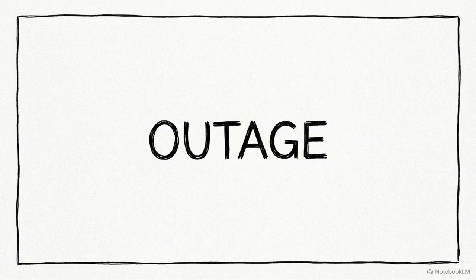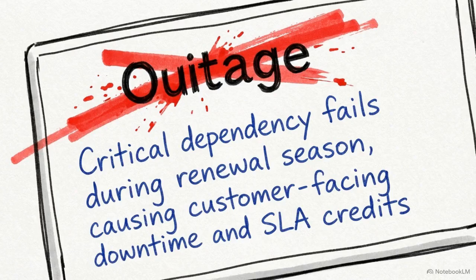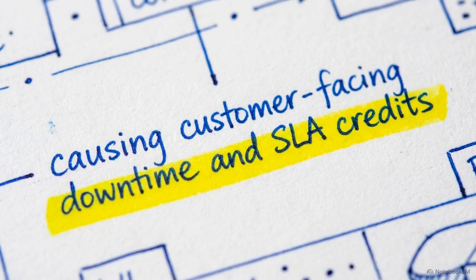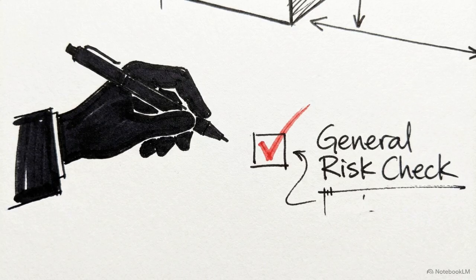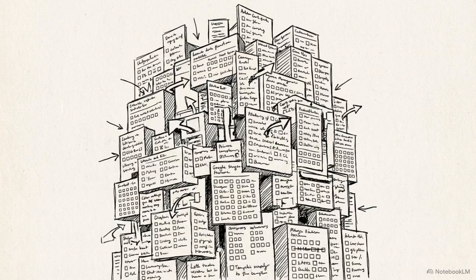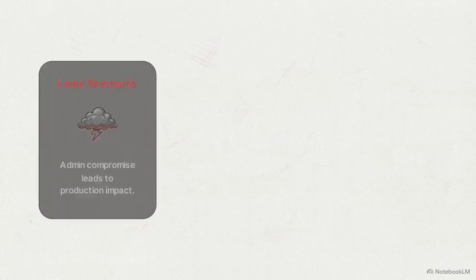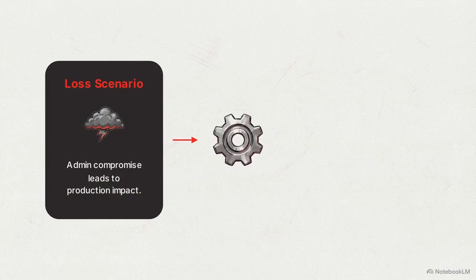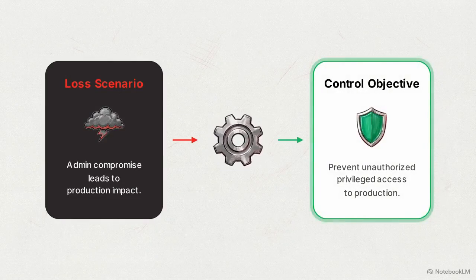Broad categories like outage do not give engineering or IT teams any actionable instruction. But if you cross that out and write, "Critical dependency fails during renewal season, causing customer-facing downtime and SLA credits," you establish a clear threat with a measurable impact. If you skip this level of detail and settle for generic risk phrasing, you will default back to building generic compliance checklists. Step 2 takes those 10 loss scenarios and translates them into plain language control objectives.